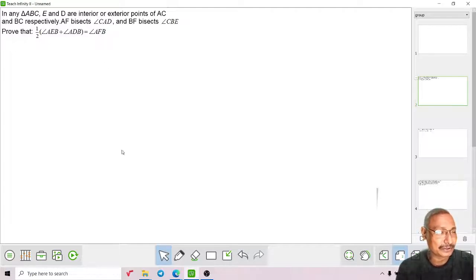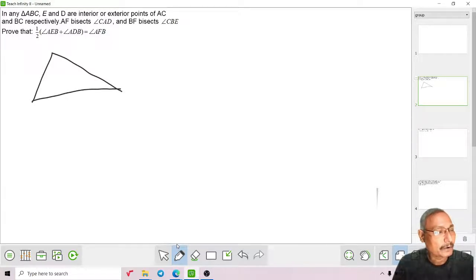So first of all, we draw the triangle. Here the triangle is like this. ABC is the triangle, and these two points D and E are over it respectively. Point E is over AC and point D is over BC. You may take these two points anywhere. I am taking point E here over AC and point D here over BC.